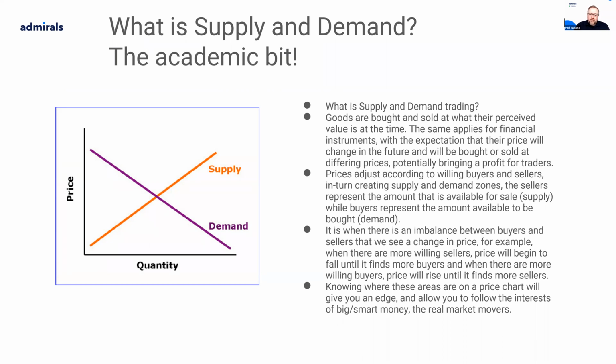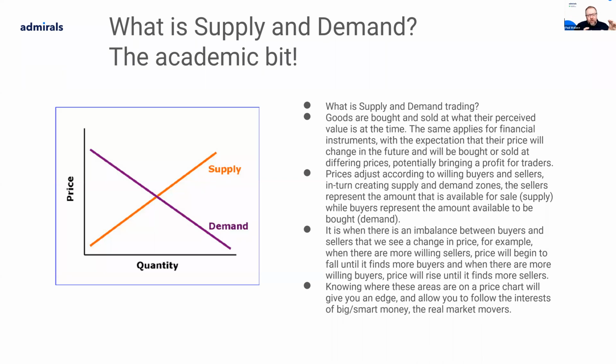Prices adjust according to willing buyers and sellers, and these in turn create supply and demand zones. The sellers represent the amount that is available for sale, which is the supply, while buyers represent the amount available to be bought, representing demand. It is when there is an imbalance between buyers and sellers that we see a change in price. For example, when there are more willing sellers, price will begin to fall until it finds more buyers, and when there are more willing buyers, prices will rise until it finds more sellers.